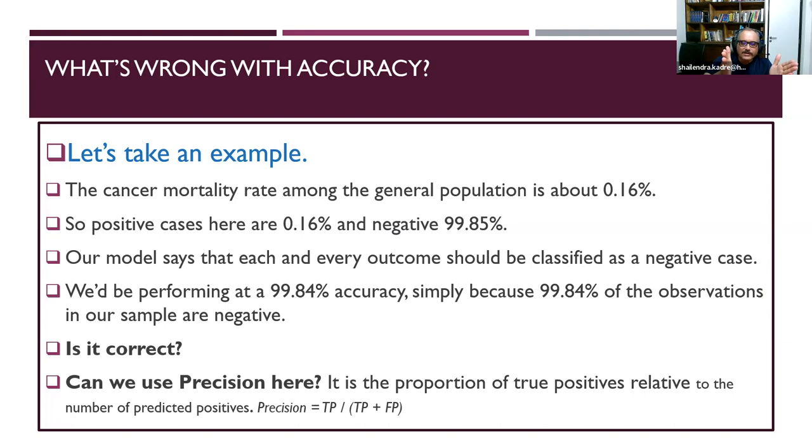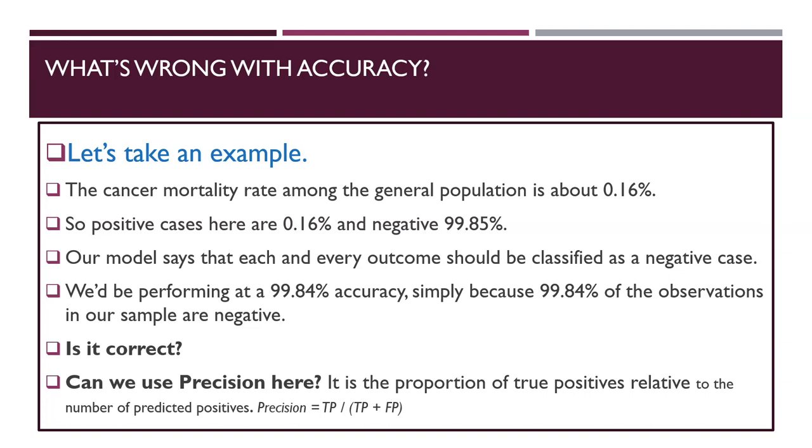So what is the correct measure in this condition? My correct measure will be precision. Precision means how many positive cases I am predicting correctly out of the total positive cases. Is that not a nice measure? Understood, madam? Correct. That definitely appears better than accuracy. That is the point I am trying to make here.